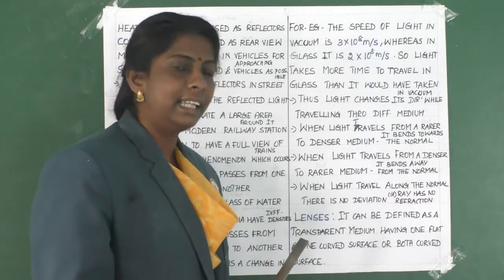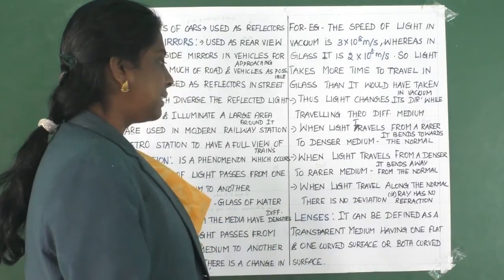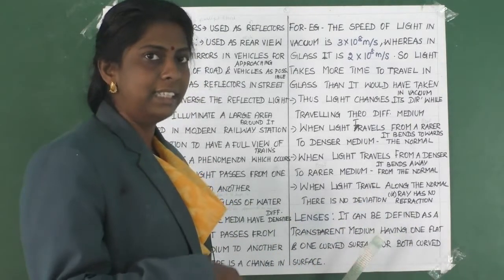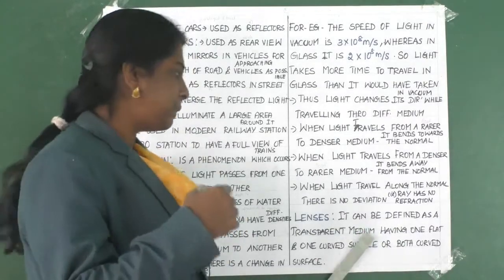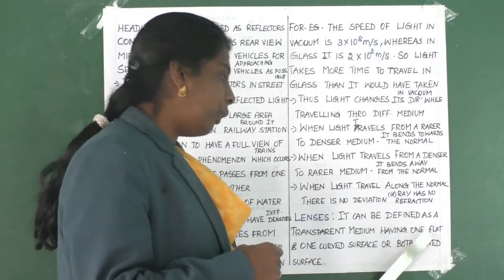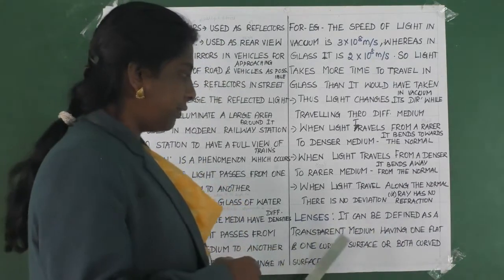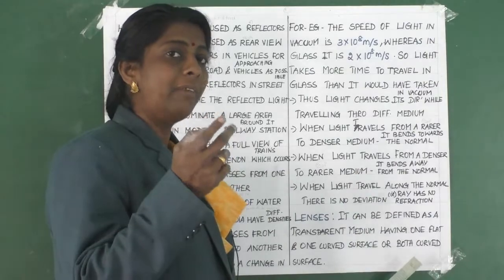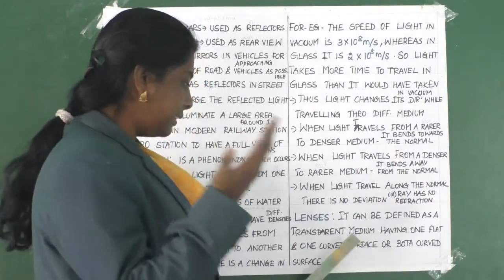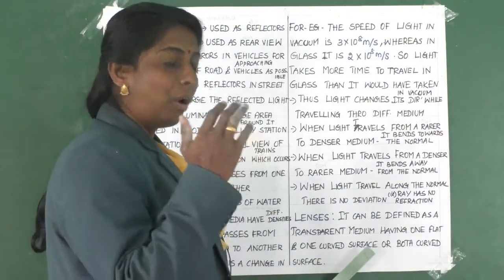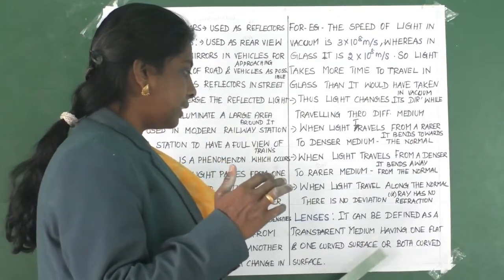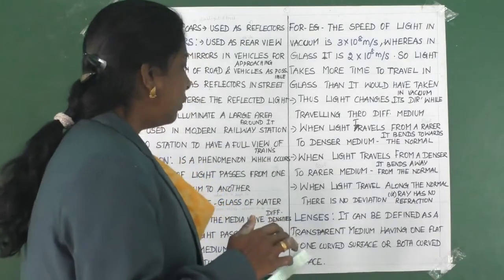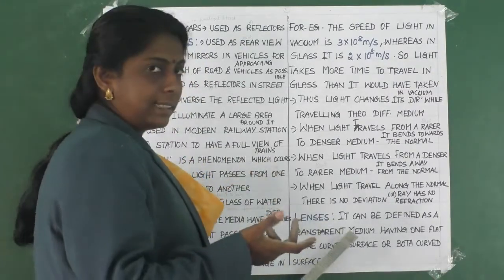What is that? Lenses. So what do you mean by lenses? A lens can be defined as a transparent medium having one flat and one curved surface. It may be in two ways. One way is it may have one flat and the other surface curved, or else both surfaces curved, both sides curved. So this is what we have about lenses.